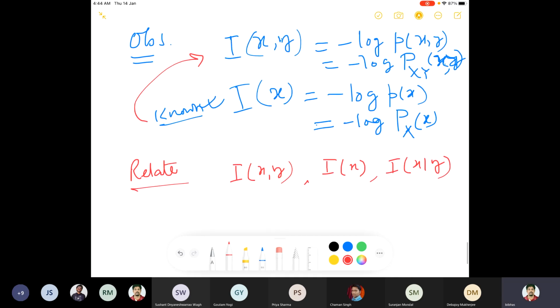So I(x,y) I just defined. All are self-information: I(x,y), I(x given y). How can this be related? Anybody? Okay, Benudhar Sahu, are you here? Yes, sir. Benudhar, tell me, how can these three be related? Use the definition and tell me how these three are related.